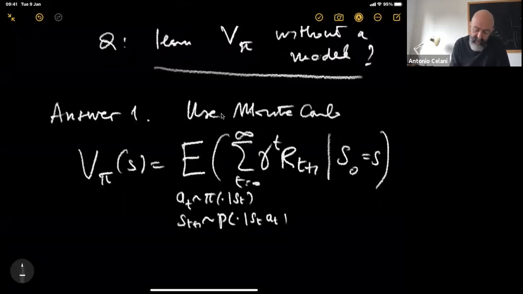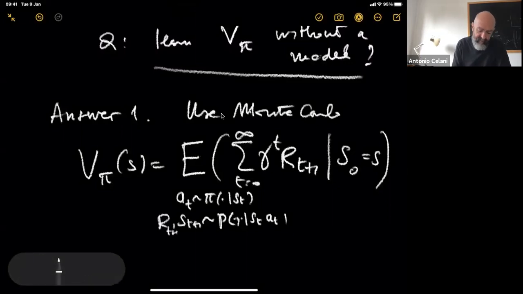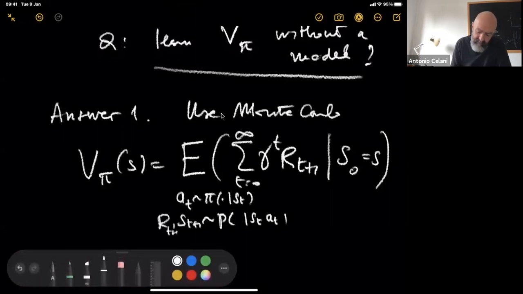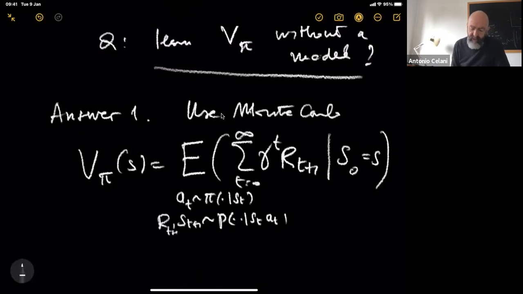And my rewards, R t+1, also depend on the joint probability distribution of rewards and states here. So this might be confusing. These two dots mean that there are two variables here, which are the rewards and the new states, depending on the previous actions and states.